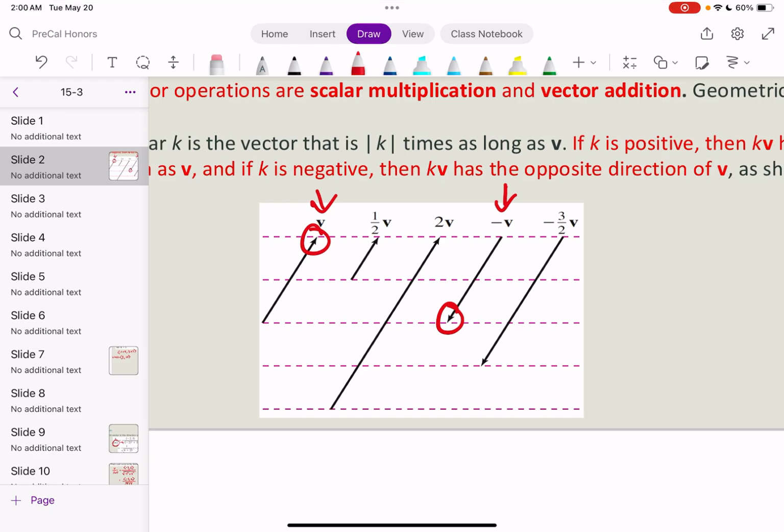Same thing would happen with our last example, which is negative 3 over 2 v. Notice in this case, we are basically multiplying by 1.5. So the length of our vector would get longer, but it will be facing in a downward direction as far as the arrowhead.